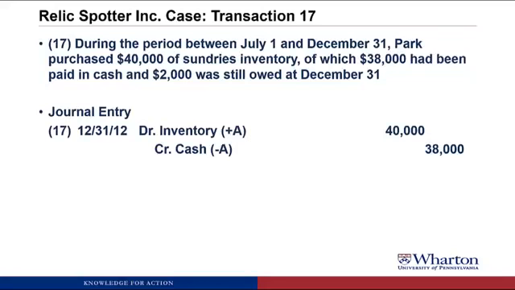So we're still missing one part of this, and that's the $2,000 that we still owe at December 31. If you remember from a prior video, when we owe money to a supplier based on getting shipments of inventory, we call it accounts payable, which is a liability. We make a liability go up with a credit, so credit accounts payable $2,000.